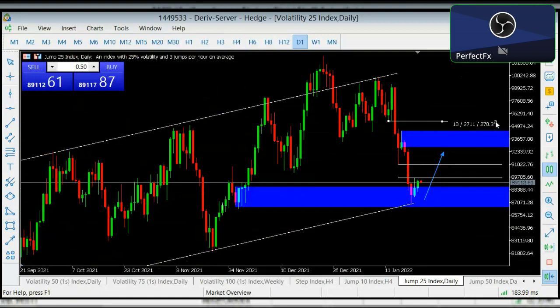So my bias on Jump Index 10 is a sell, and my bias right now on Jump Index 25 is a buy.